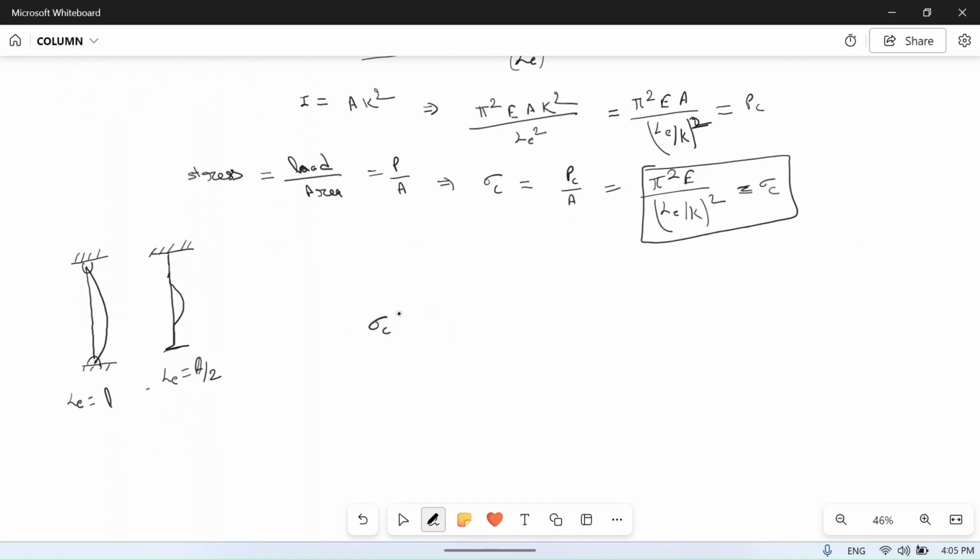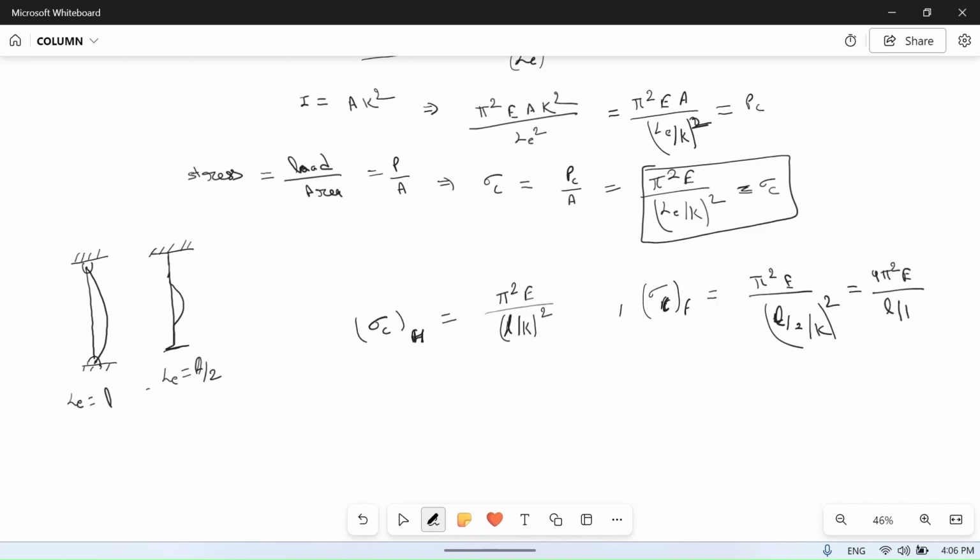Sigma C for hinged ends is equal to pi square E upon L by K, whole square. And sigma critical for fixed ends will be equal to pi square E upon L divided by 2 divided by K, whole square, which will equal 4 pi square E upon L by K, whole square.